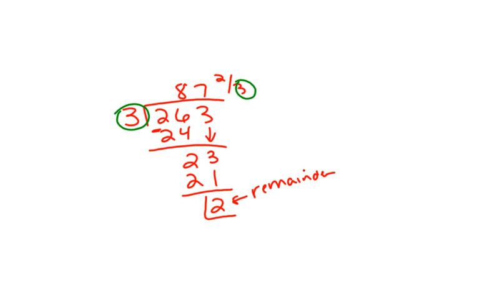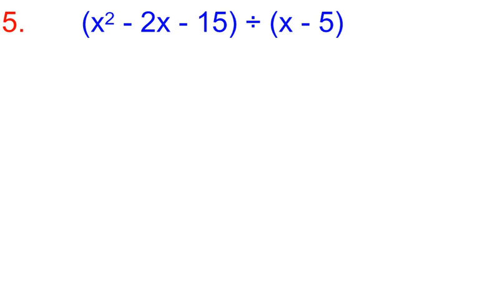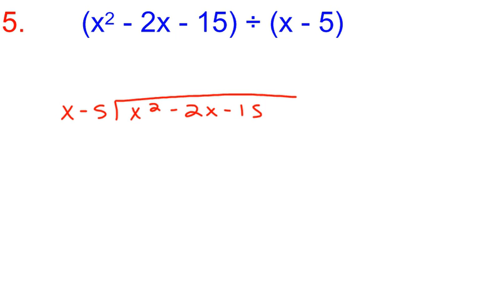We'll just keep going and try a whole bunch more, just to keep getting the hang of it. So now in number 5, I'm going to have to write this one. So I have x minus 5 divided into x squared minus 2x minus 15. So now as I start, I say what times x makes x squared. Hopefully you see that that's x. So then distribute that x to both terms. I'd have x squared minus 5x.